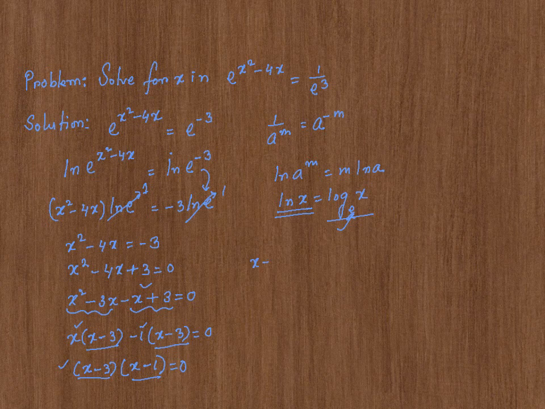So what if x minus 3 is equal to 0? In that case, my x is going to be 3. Or what if the other one is 0? That means if x minus 1 is 0 here, then x must be equal to 1. Okay? So my solutions are x is equal to 1 and x is equal to 3. That's what it is.